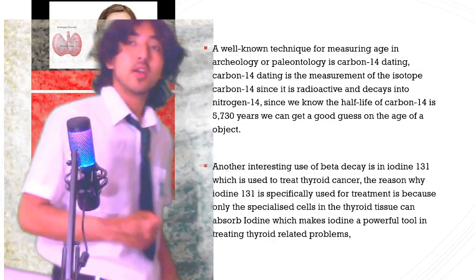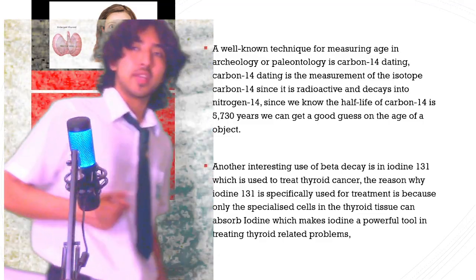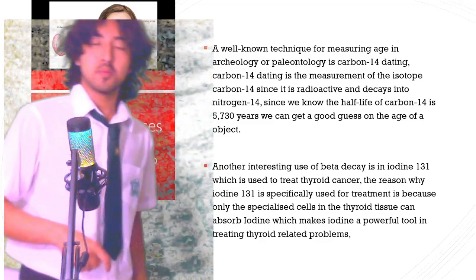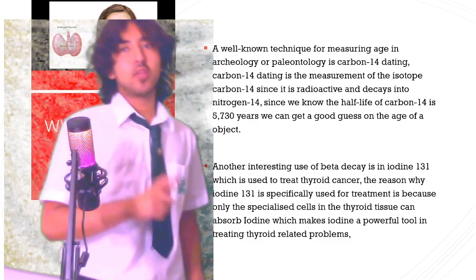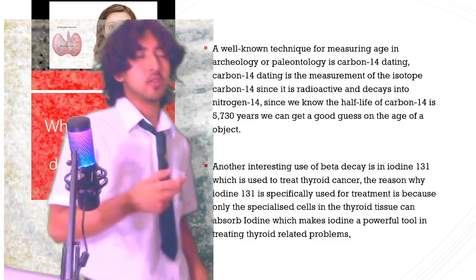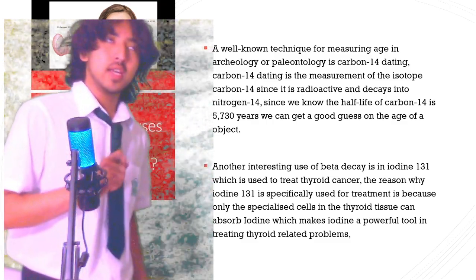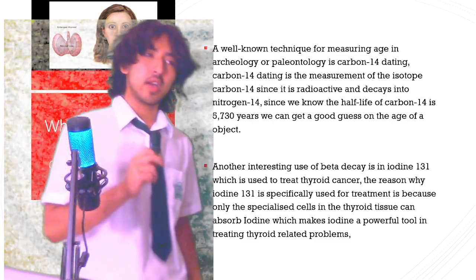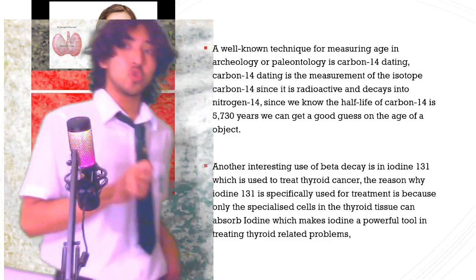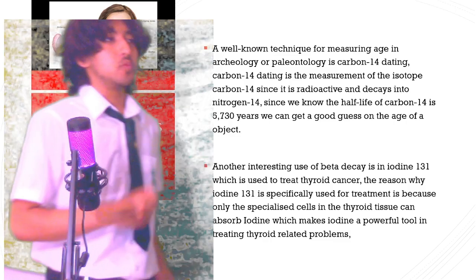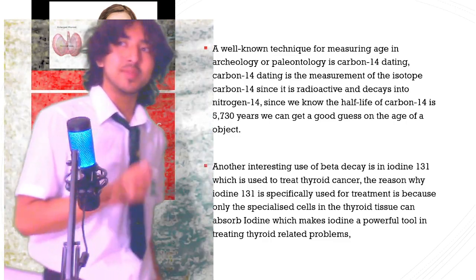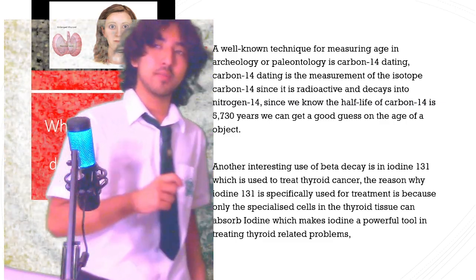decayed. Another interesting use of beta radiation is iodine-131, which is used to treat thyroid cancer. The reason iodine-131 is a perfect fit to fight thyroid cancer and other thyroid-related diseases is that the thyroid has specialized cells, and they are the only cells in the entire body that can absorb iodine, which means that the gamma radiation emitted by the iodine-131 specifically targets the thyroid cells.